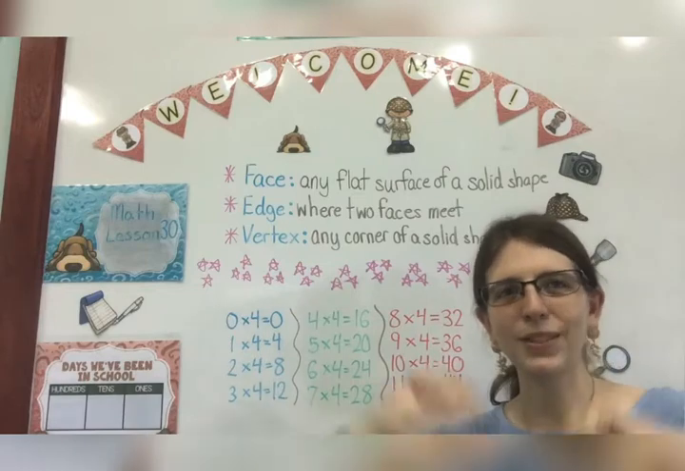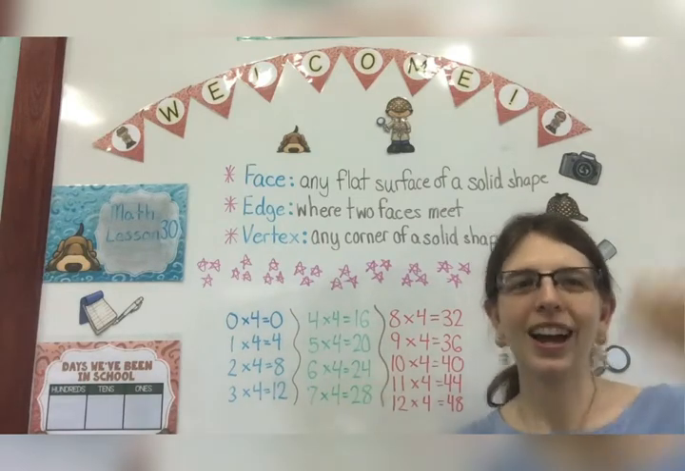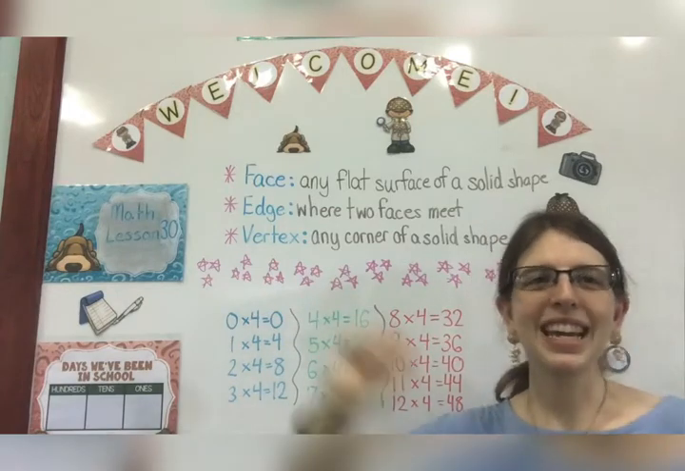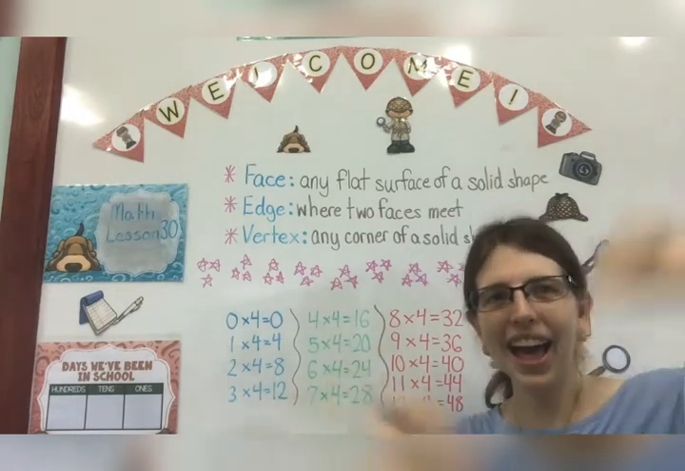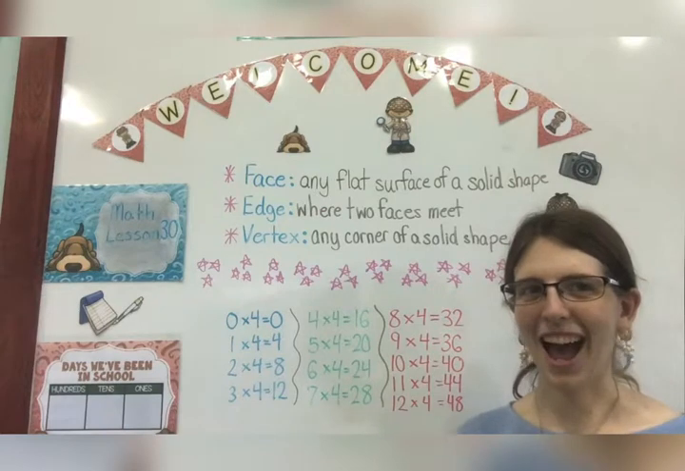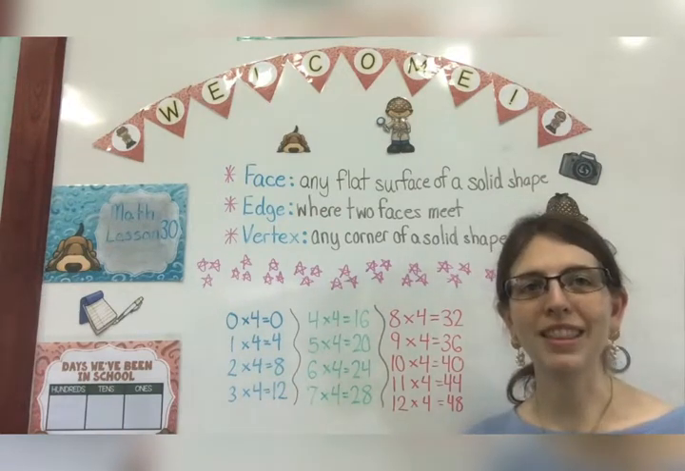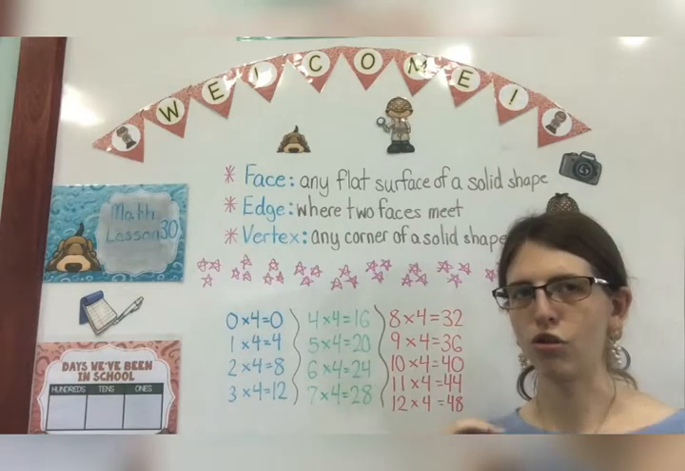1 times 4 equals 4. 2 times 4 equals 8. 3 times 4 equals 12. Nice job. Okay, now for the green numbers, we're going to read those in our lowest, deepest voice.